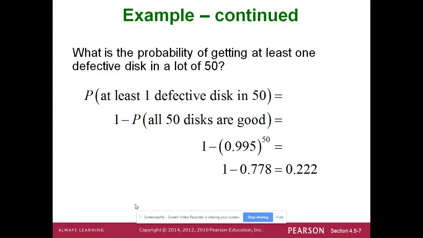We work that number out and then we subtract it from 1. That number ends up being 0.778, so 77.8% chance of all 50 of them being good. 1 minus that, so it's a 22.2% chance of at least one of those discs being defective. Not hard calculations, you just got to remember that rule and know how to figure out the probabilities of everything being okay on the problem. So not hard math at all. Math's easy. Knowing what to do and how to do it.